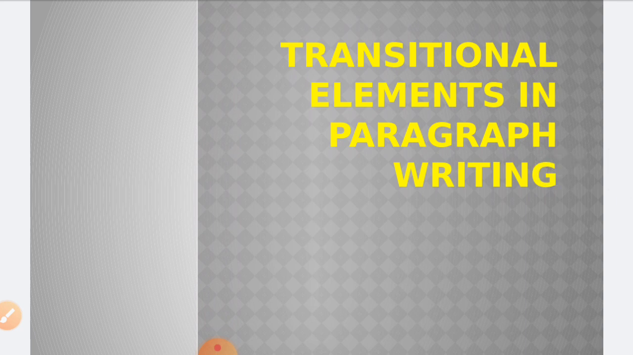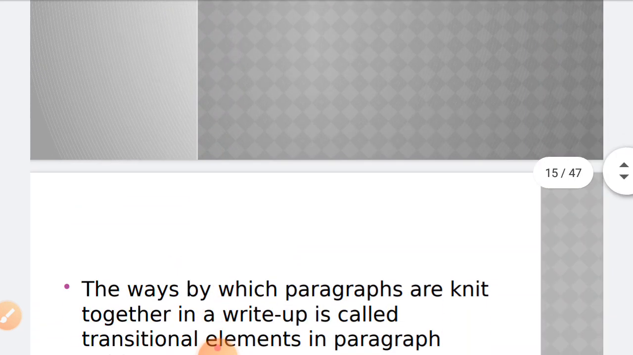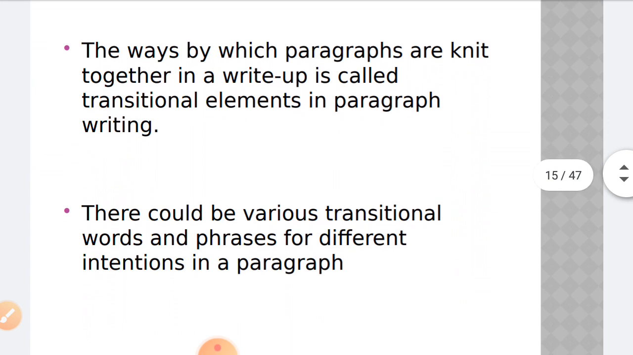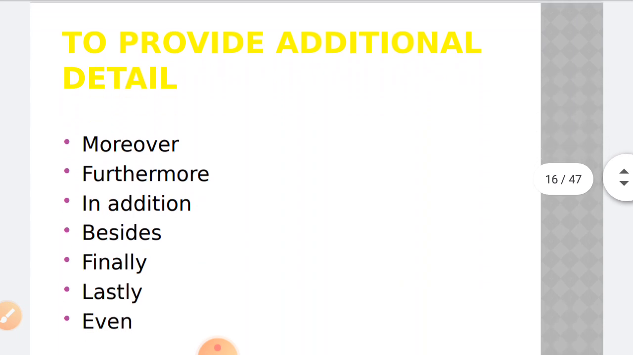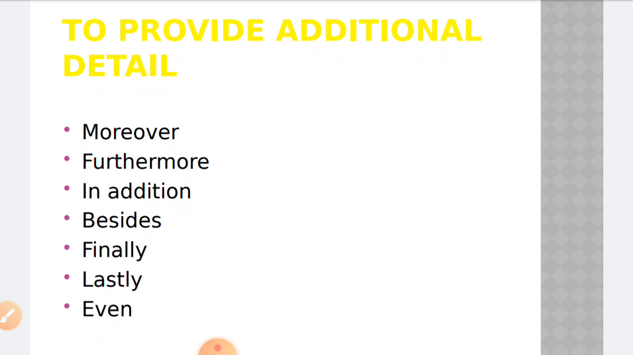Transitional elements in paragraph writing. The ways by which paragraphs are knit together in a write-up are called transitional elements in paragraph writing. There could be various transitional words and transitional phrases for different intentions in a paragraph, such as in order to provide additional detail, we may use words like moreover, furthermore, in addition, besides, finally, lastly, even.